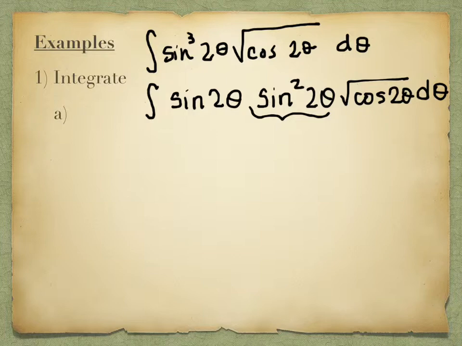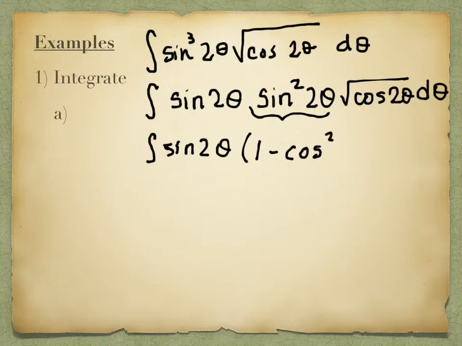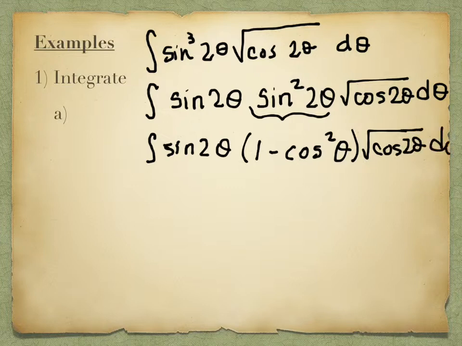So we don't just get to rewrite sine squared as cosine squared. We have to use trig identities to rewrite it as a correct value in terms of a cosine squared. So right now, I still have the sine 2 theta at the beginning. This piece right here is 1 minus cosine squared. And then I've got the square root of cosine 2 theta at the end, d theta.